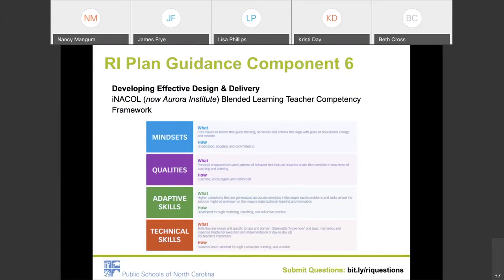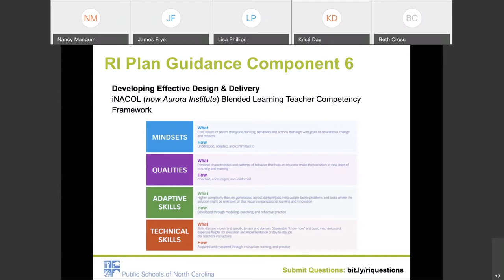The four domains of that framework are mindsets, so talking about buy-in, like we just heard, qualities of a blended learning teacher; developing the adaptive skills, those generalized skills that help us problem solve and find solutions where those unknowns are, right? That's where we are right now as we develop these plans. And then finally, the technical skills, which is where we really hone in specifically on that task and domain know-how, the mechanics of day-to-day remote instruction, blended learning, and what that looks like.